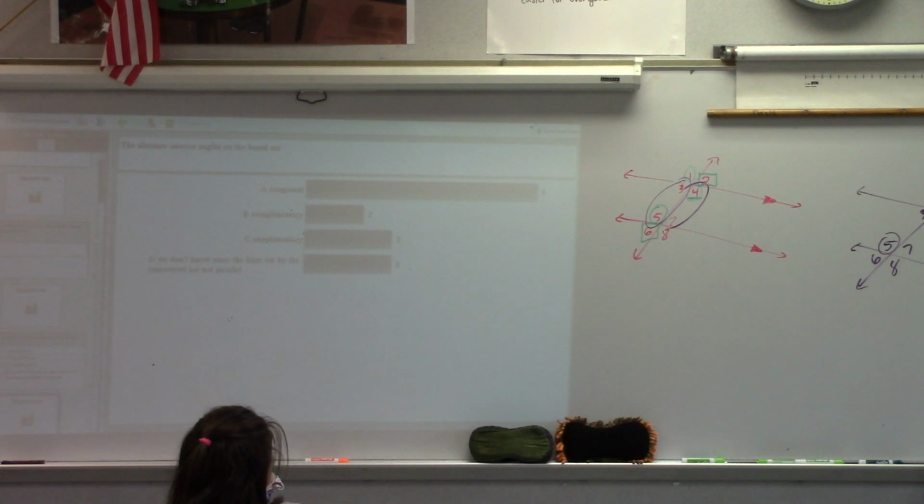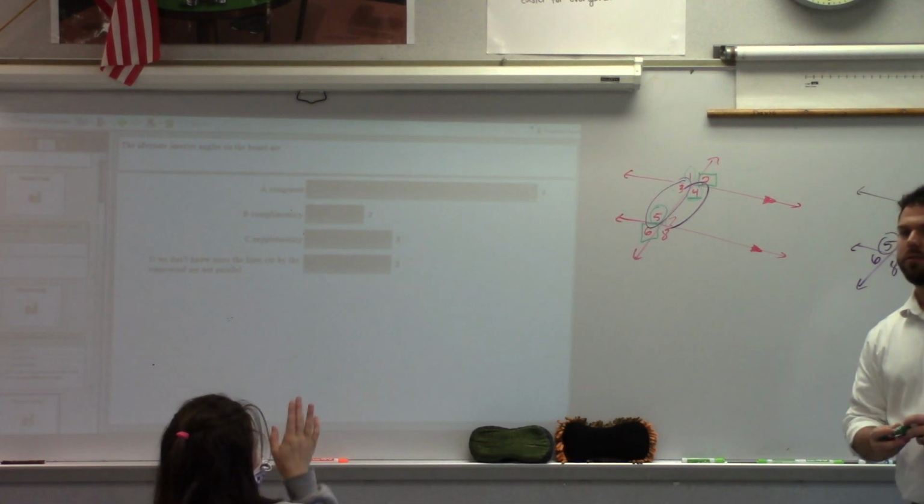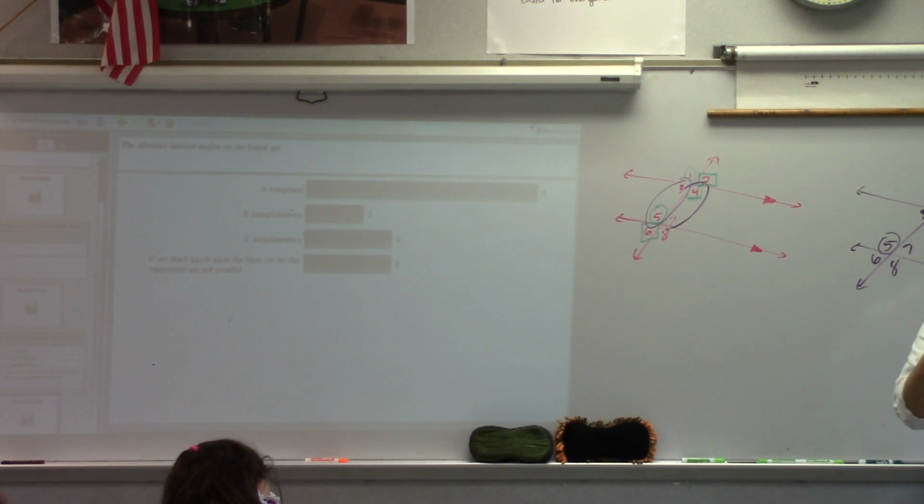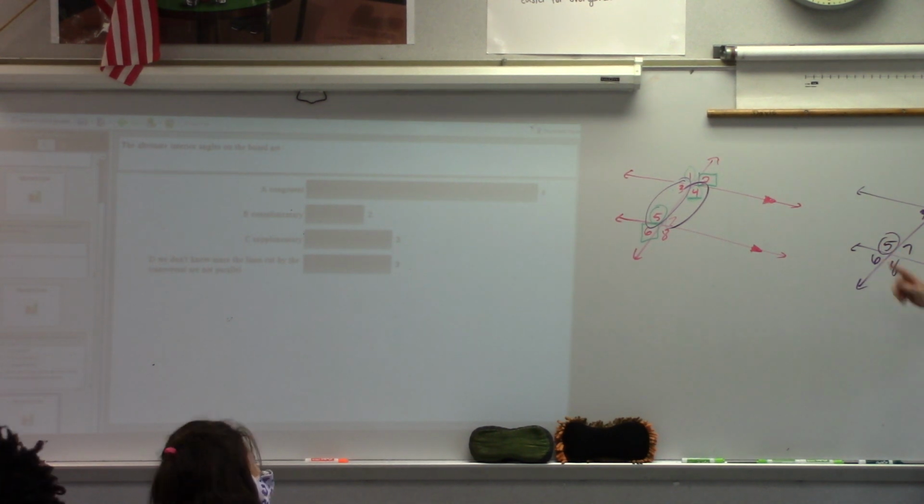Congruent, what do they mean? Anybody want to help us remember what congruent means? They perfectly match. Yeah, we're going to define this more properly, but the best way to understand it right now is that they perfectly match. Angle 4 and angle 5 can perfectly match.